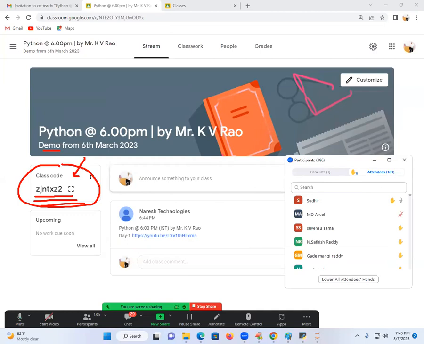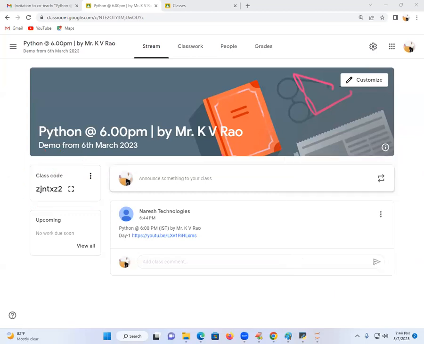Okay, and how to join with this code? It's Google Drive class. You download that app and then join. Okay. Right.